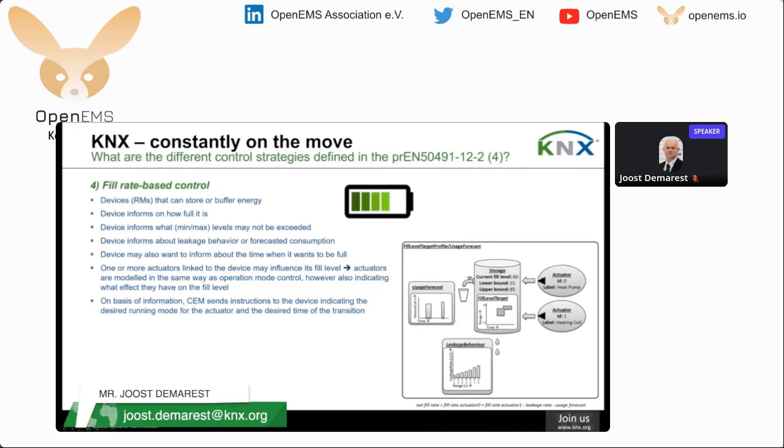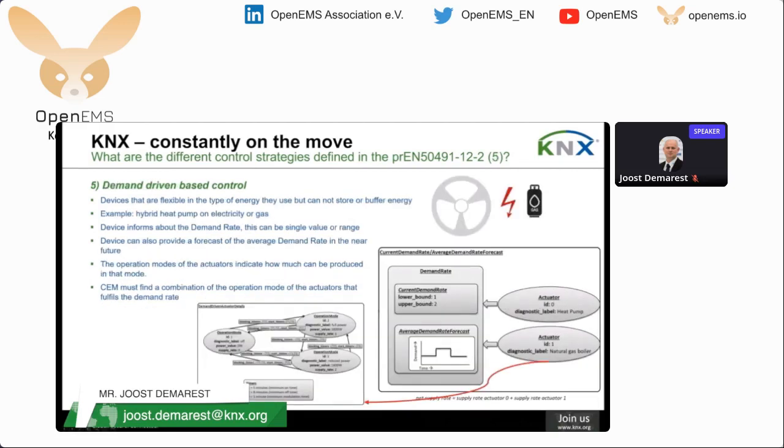These actuators actually tell you how you can affect this buffer on the basis of this information supplied by the device. The SEM can send instructions to the device indicating the desired running mode of the actuator and the desired time of the transition.